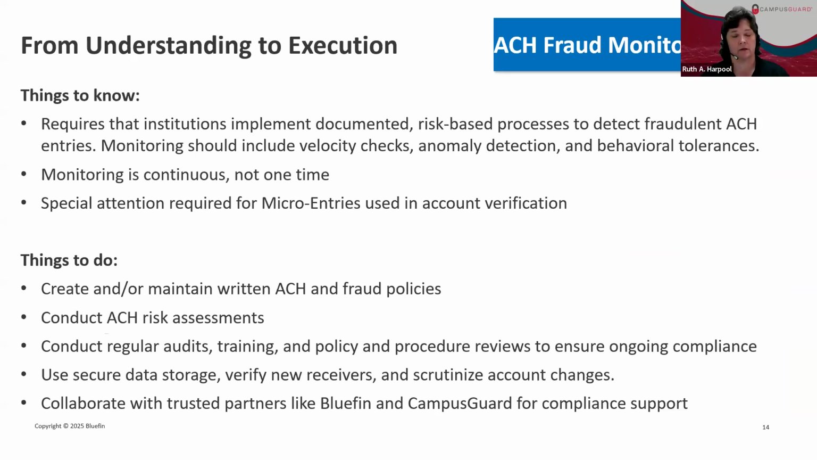So this slide, and you'll see this language again, is from understanding to execution. Some things you need to know about the ACH fraud monitoring rule. It requires that institutions implement documented, risk-based processes to detect fraudulent ACH entries. Monitoring, and this is from the ACH network rules language, should include velocity checks, anomaly detection, and behavioral tolerances. This is language that I typically hear from financial institutions when they talk about risk monitoring, or from larger companies that do a lot of transactional processes.